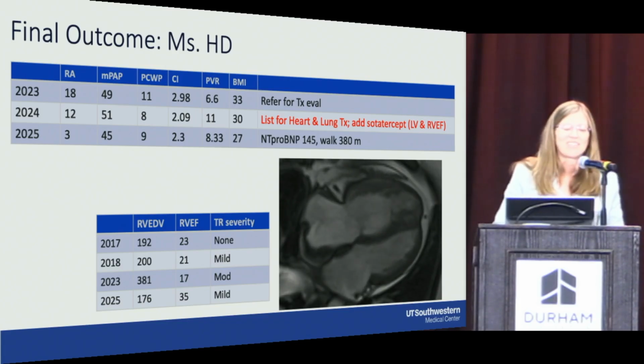So here's her cath. RA is 3. Yay. That's like the lowest we've ever seen it. PA mean is 45. Her wedge is 9. Her cardiac index is still low. It's 2.3. PVR is 8. Her BMI is 27. Her NT-proBNP finally normalized.